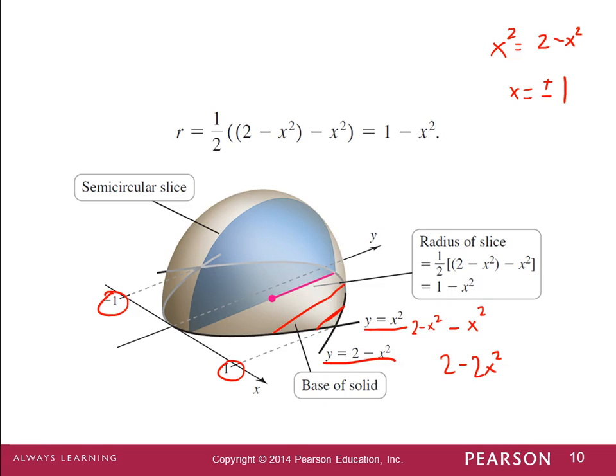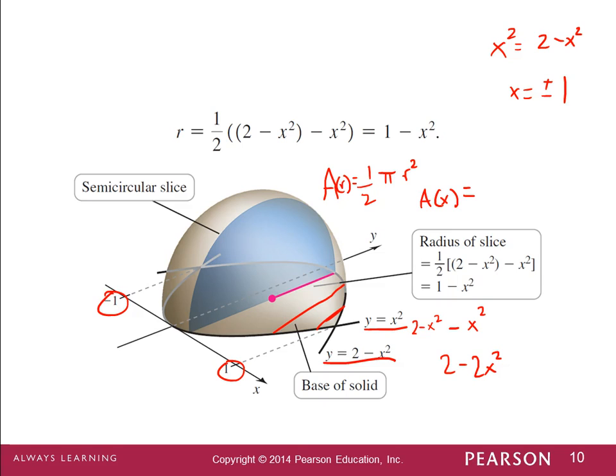Okay? And so if we want to create a shape such that it's bound by this base between these two curves, but we create semicircle slices instead of the square slices that we had before, then in order to find the area of a semicircle, it's 1/2 pi times the radius squared. So that's our area function as a function of r, but we want the area function as a function of x, and so that's where this radius comes in.